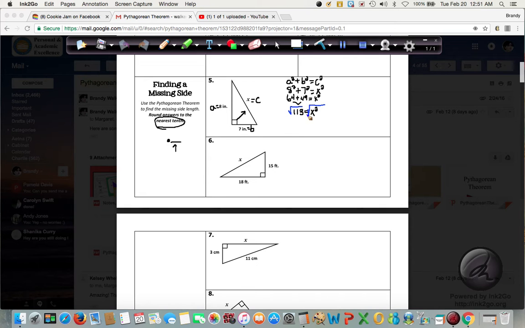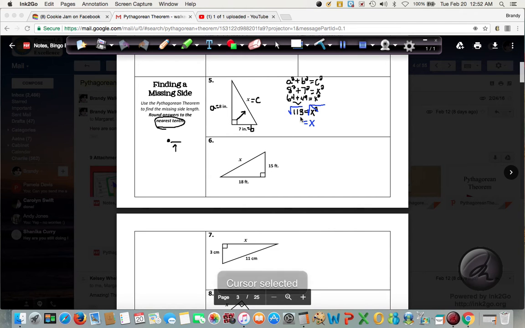See, just like that. So the square root undoes the square. And just like in algebra, when we have to do the same thing to both sides, you have to do the square root to both sides. So now I have x by itself, and I'm going to find out the square root of 113.